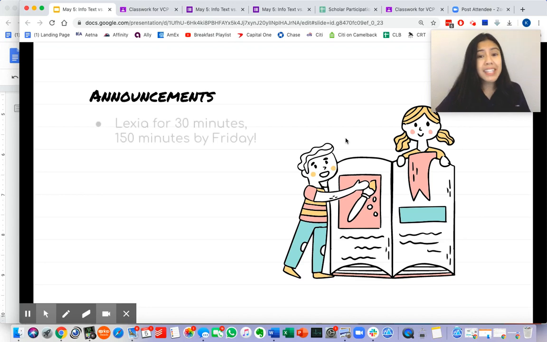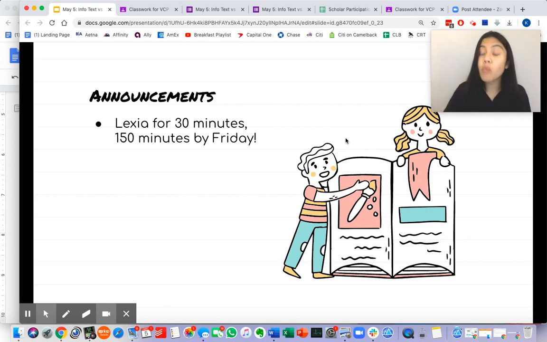If you didn't already this morning, make sure you log on to Lexia for 30 minutes today. You need 150 minutes by Friday. So if you logged on for 30 minutes yesterday, 30 minutes today, and for 30 minutes Wednesday, Thursday, and Friday, you'll already have 150 minutes. Make sure you do that so we don't get a zero on Lexia.